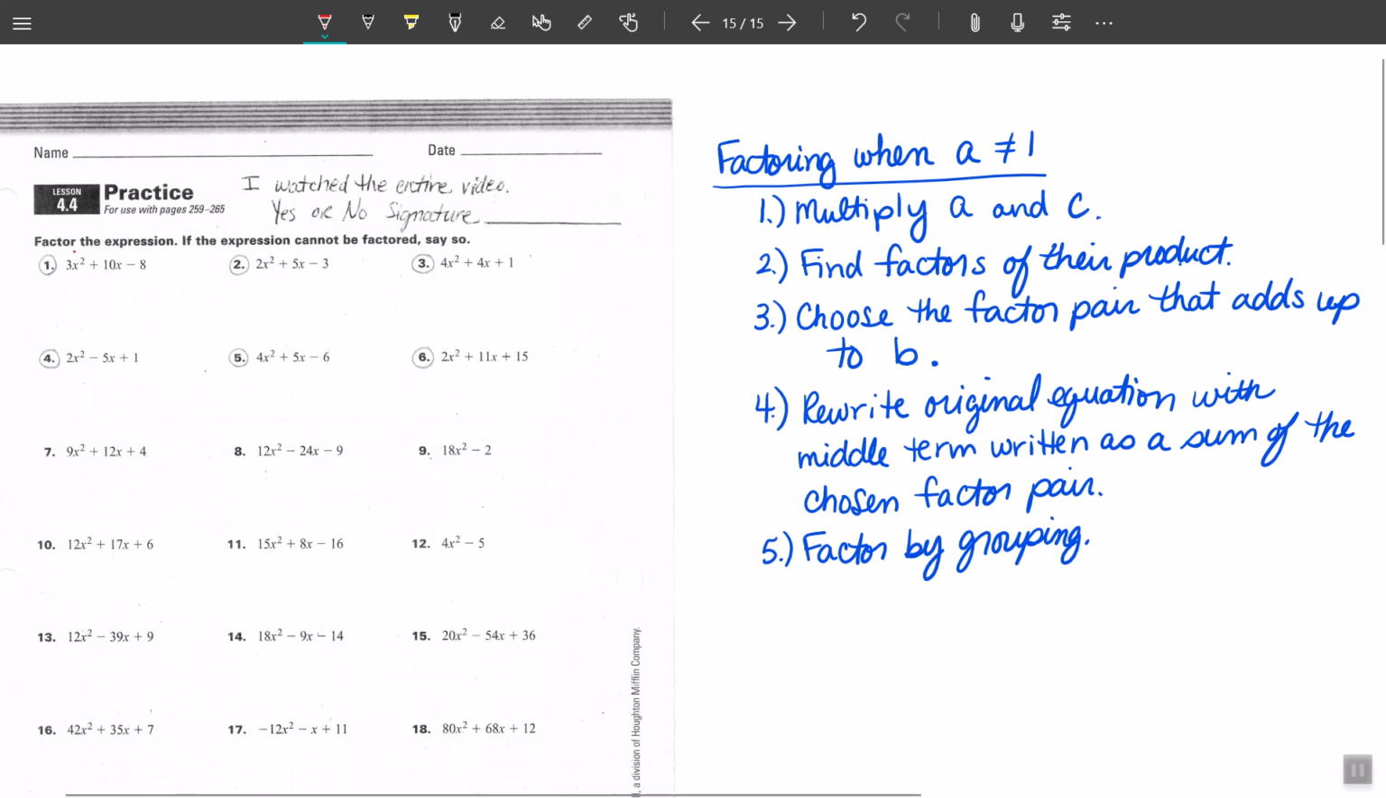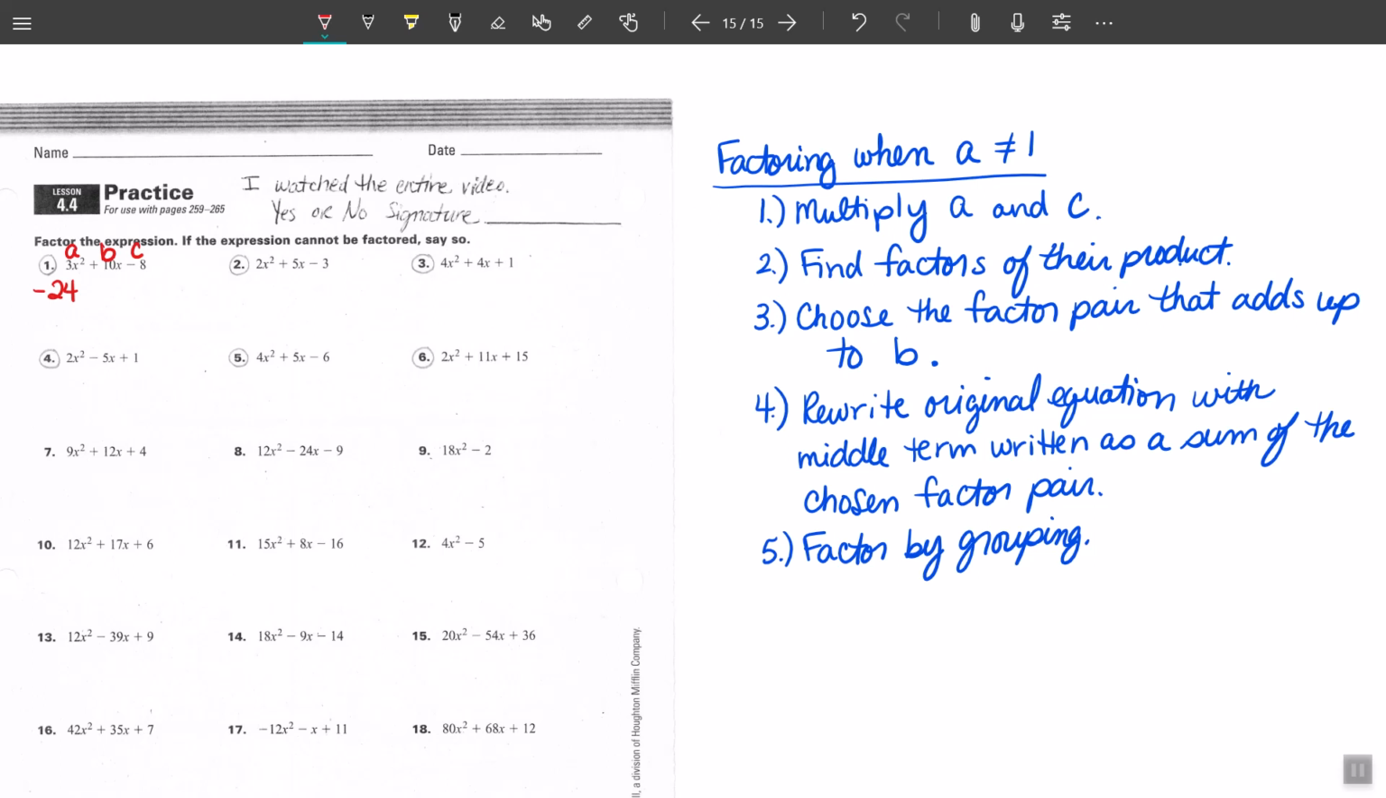We've got to keep in mind that a is assigned to that coefficient on the x squared term. B is the coefficient on the x to the first power term, and then the constant is labeled as c when we're going through this process. So the first step then is to multiply a and c together. So in this case, when we multiply 3 and negative 8 together, we get negative 24.